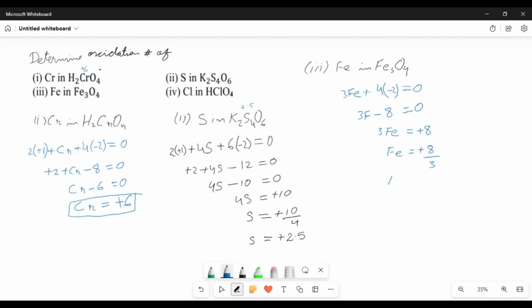So the answer would be plus 2.66. If you divide this by 3, what will come? 3 2s are 6, you can also use a calculator. 2 is remaining, you have added 0, 3 6s are 12, 3 6s are 18, 2 remaining, so there would be a recurring digit 2.6666, so it becomes 2.67.